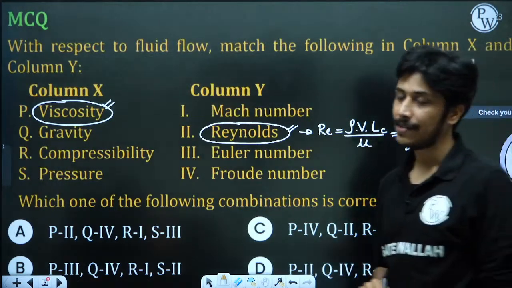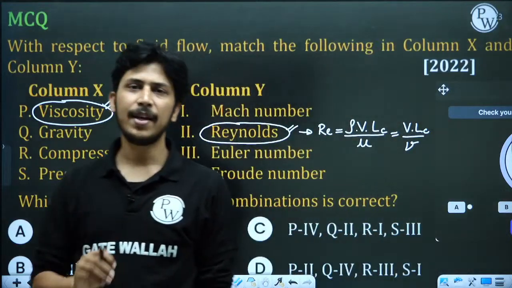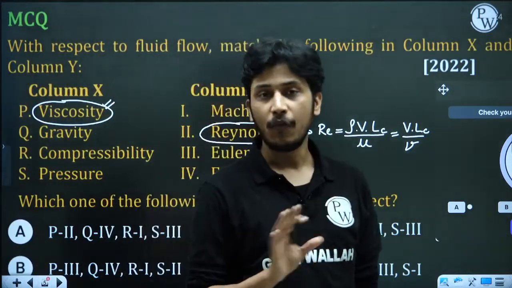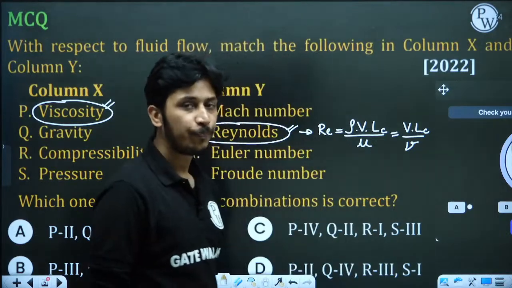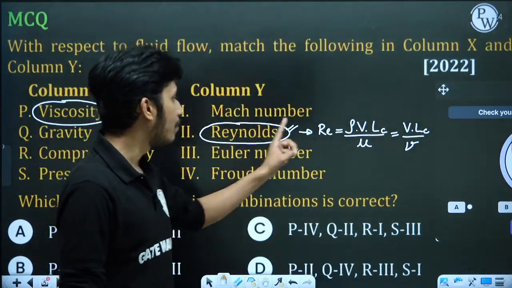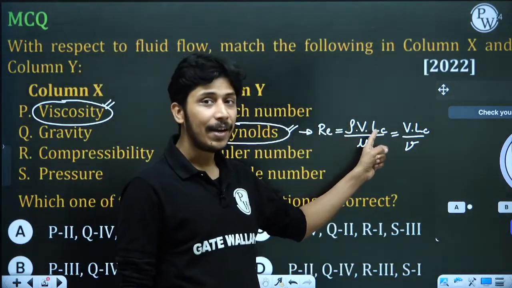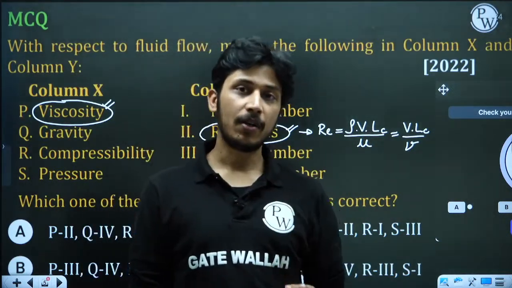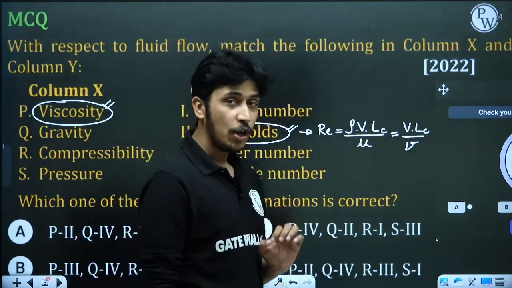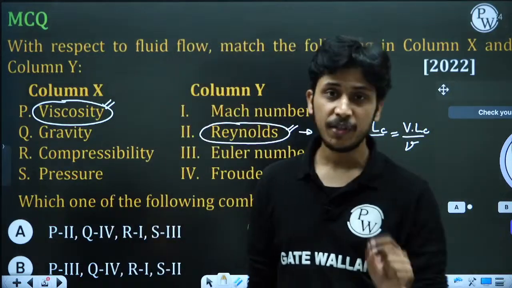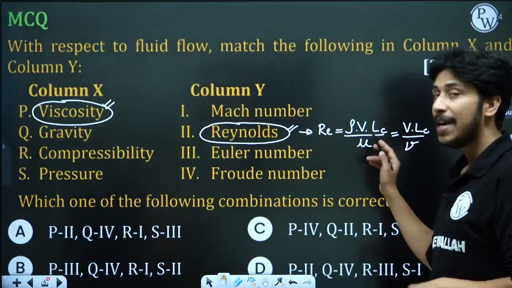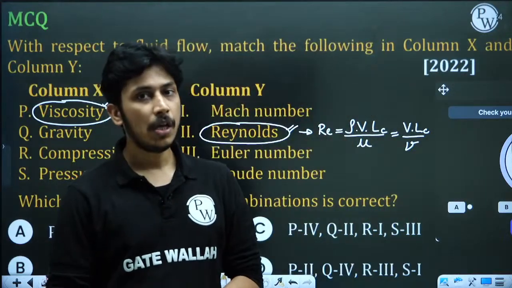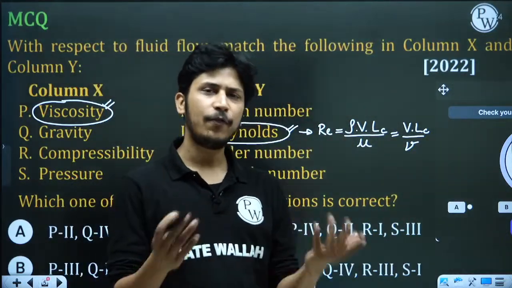What is LC? LC is the characteristic length. Most of the time, characteristic length is taken as the depth of the flow, but not always. Like in open channel flow, the characteristic length for the Reynolds number is the hydraulic mean radius. If you want to calculate the Reynolds number for open channel flow, you have to put LC as the hydraulic mean radius of the flow, not the depth of the flow. But in most sections, like in pipe flow, it is the depth of the flow.